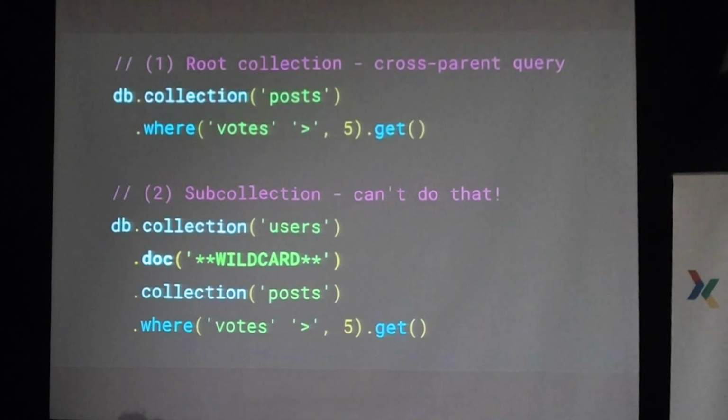Now let's say you wanted to get all posts in the whole database with more than 5 votes to make a leaderboard. Well, if you have your posts in the root level collections, it's very simple. If you have your posts in the sub collection, you're out of luck. You can't query across parents. The data is not indexed in that way.